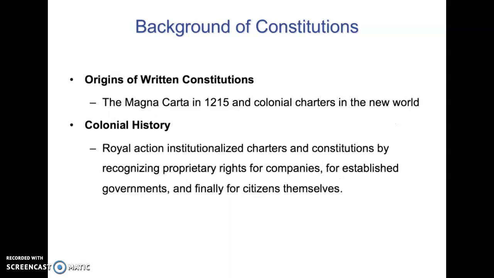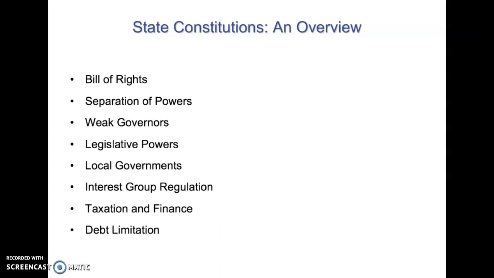The earliest constitutions date back all the way to the Magna Carta and also in our colonial history as well. State constitutions have a Bill of Rights, our separation of powers. They do give you the idea that the governor isn't so strong. You do have a legislature, legislative powers, what local governments can and can't do. Things about our debt, taxation, and finance are also listed. And in some areas of the country, we do regulate our interest groups at the state level.